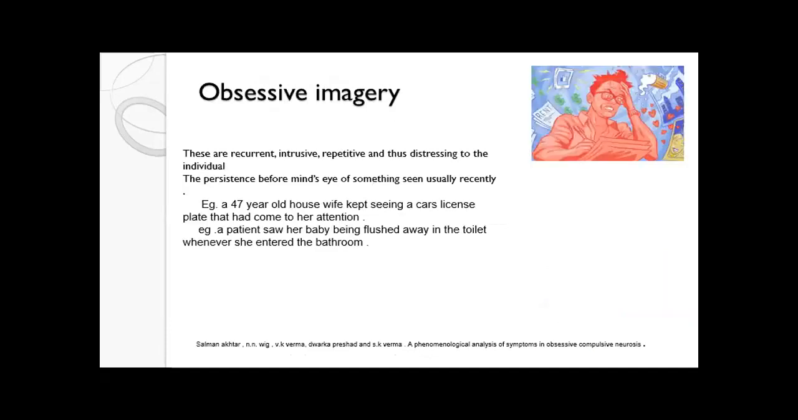Then obsessive imagery. These are recurrent, intrusive, repetitive, and thus distressing to the individual. The persistence before the mind's eye of something seen, usually recently. Example, a 47-year-old wife kept seeing a car license plate that had come to her attention. A patient saw her baby being flushed away in the toilet whenever she entered the bath.